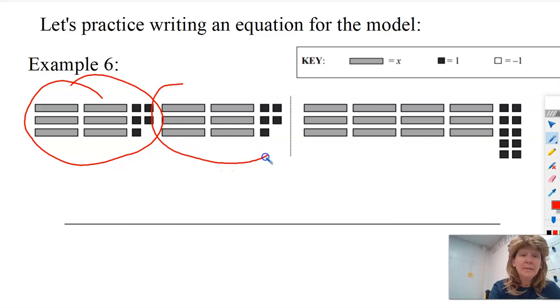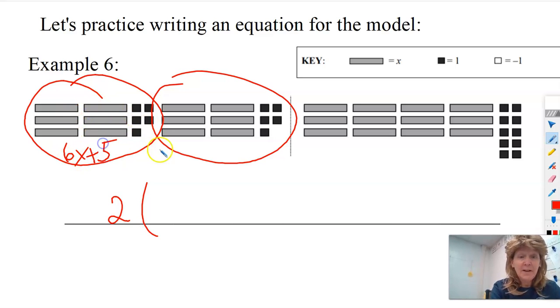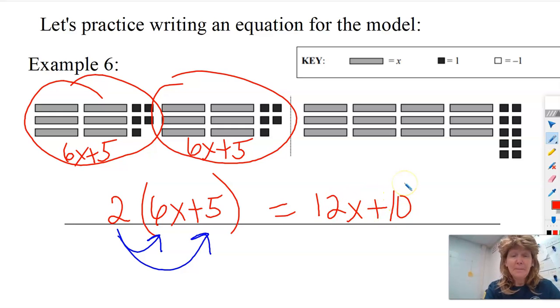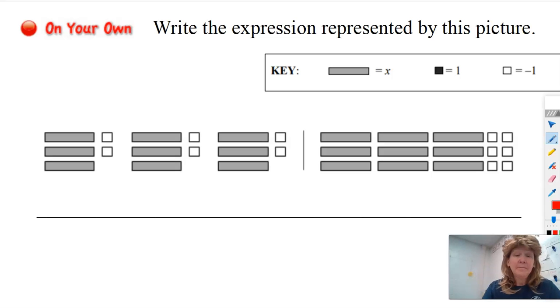All right, next, count how many groups there are. I see 1, I see 2. So I've got 2 groups, and what's inside each group? I count 6x plus 5, 6x plus 5. So this is 2 groups of 6x plus 5 is equal to, when I do the distributive property, see how that's matching? I'm going to come up with 2 times 6x, 12x plus 10. All right, now you have an OYO, and then it's time for the homework.